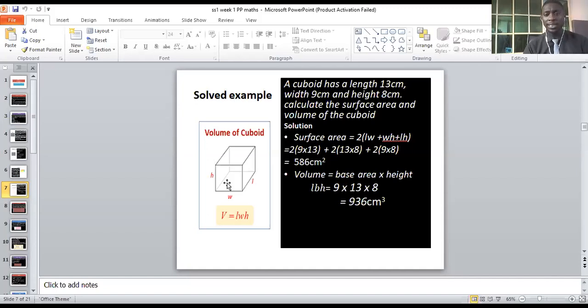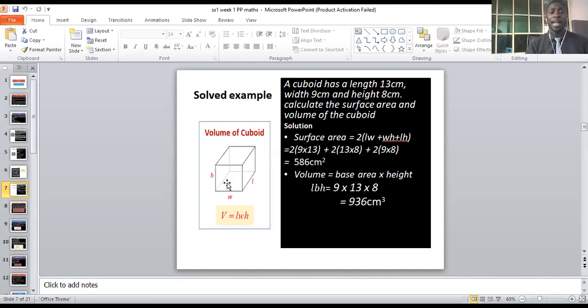So what is the surface area of a cuboid? That is 2 times length times width, plus 2 times width times height, plus 2 times length times height. Insert the values: L equals 13, width equals 9, and H equals 8 centimeters. If you insert them, we have 586 centimeters squared.